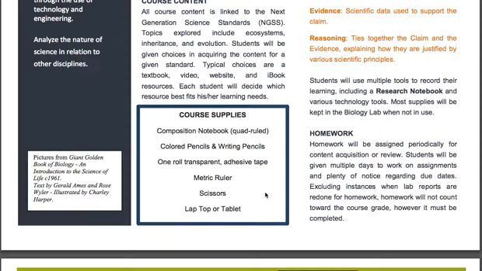The course supplies are listed down here below. A composition notebook is a notebook that is bound at the end without the spirals on it. Instead, it has kind of a fabric binding on it so that the pieces don't fall out. And it should be quad ruled or have graph paper on it. I'll give students an example of this in class. I think the other materials are pretty much self-explanatory. Students should bring those to class with them. And then finally, the school textbook will be provided in class.